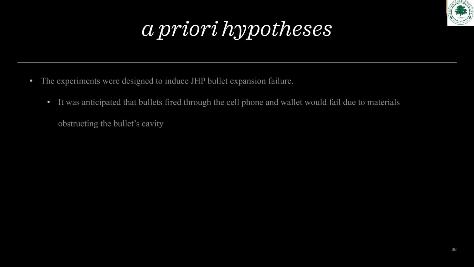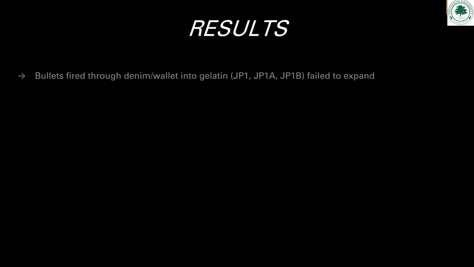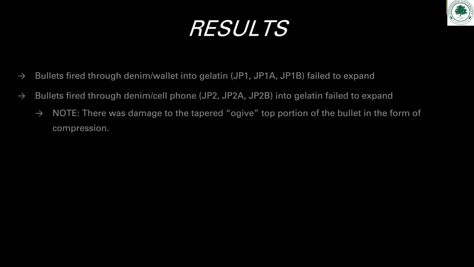My a priori hypotheses were that the cell phone and the wallet would fail to expand because of material inside the cavity. Right? I designed all these experiments to promote bullet expansion failure. I also anticipated that all the shots through the sheetrock and the particle board would destabilize, so they would also fail to expand. As it turned out, all the bullets fired through the wallet failed to expand. All the bullets fired through the cell phone also failed to expand.